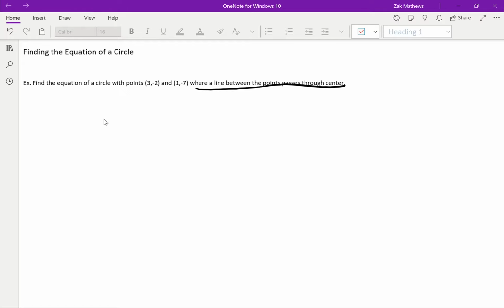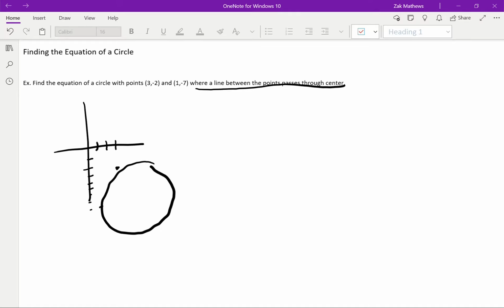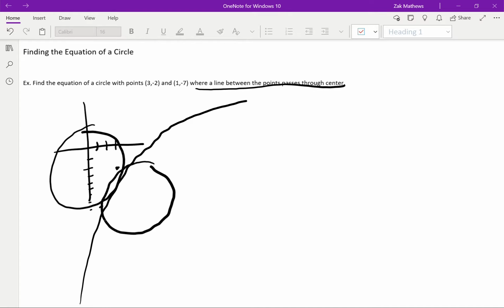So first thing, let's just think about what this would look like on the graph. We have the points (3, -2) and (1, -7), and those 2 points fall on the circle. Well, let's think about the number of ways that could happen. This could be the circle. It could be over here. It could be a much bigger circle. I missed my points, but we're getting the idea that we don't know where on the circle this falls.